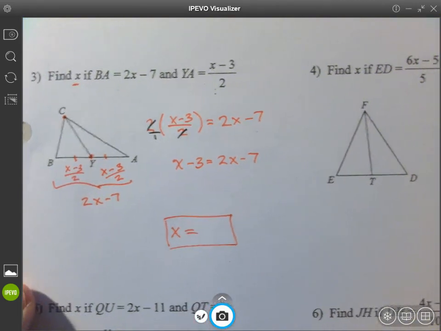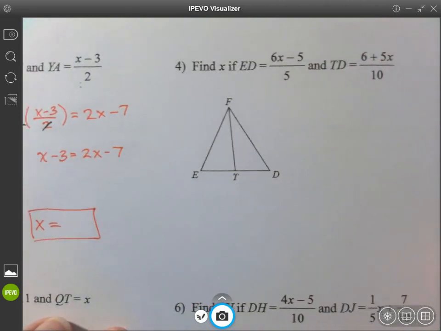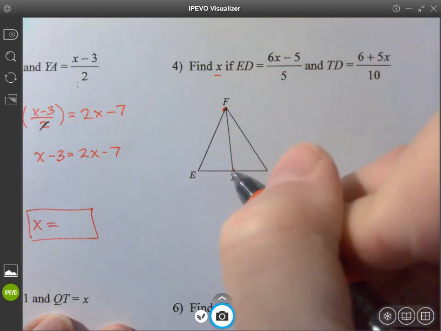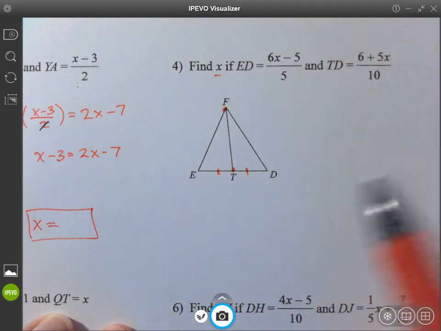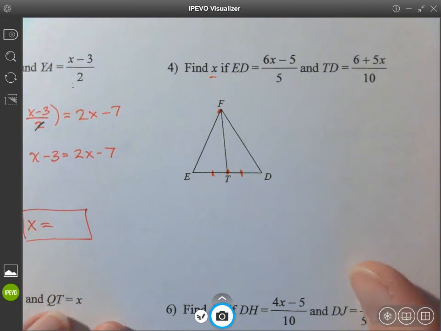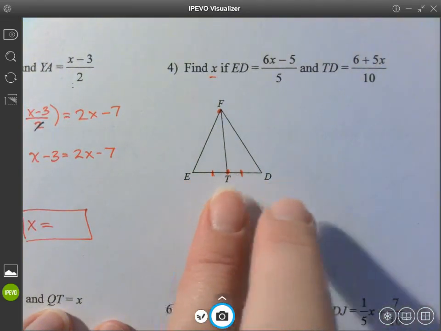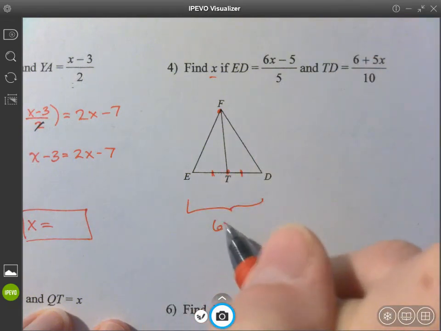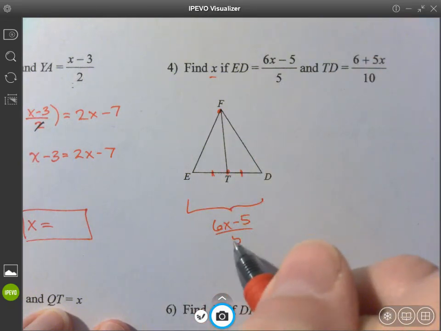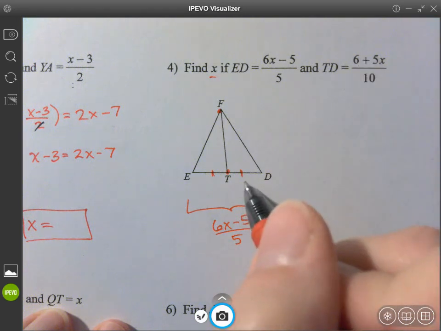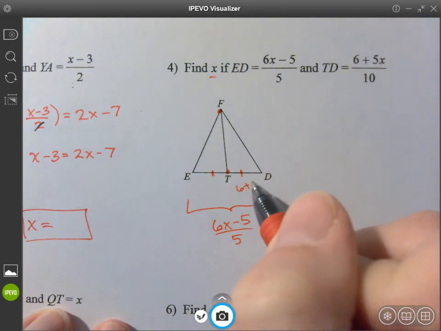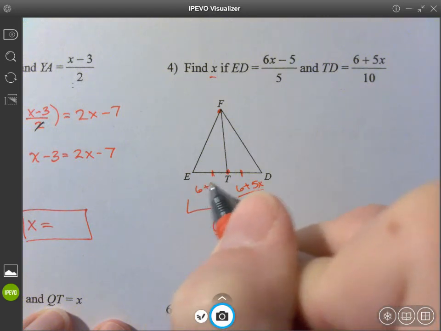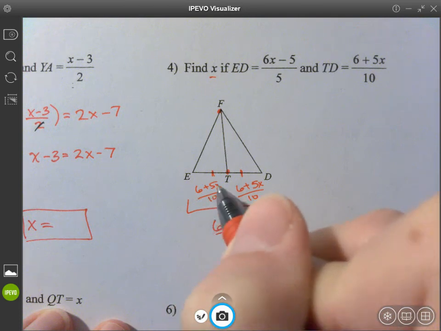Now, look at the next one. It says to find x. Okay, we want to find x. This is our median, so I want to mark it. Again, in the directions, it's telling you each triangle has a median line. So I know I have these two congruent pieces with the midpoint. Now, ED, the whole thing, is (6x minus 5) over 5. TD, this little half, is (6 plus 5x) over 10.